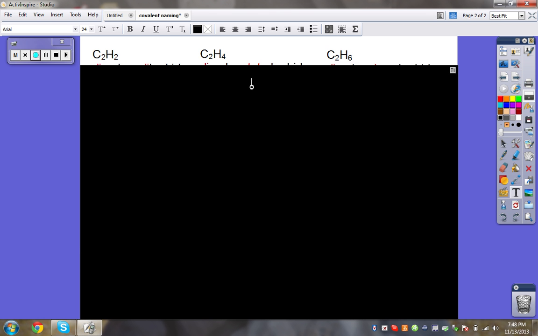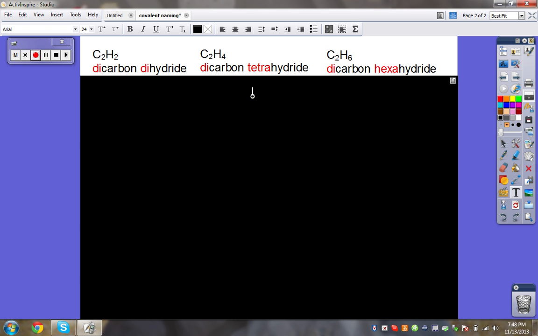So moving a little further, here's where we use the prefixes to distinguish which of these compounds we're talking about. For C2H2, we say dicarbon dihydride because there's 2 carbons and 2 hydrogens. For C2H4, we say dicarbon tetrahydride because there's 2 carbons, 4 hydrogens. And for C2H6, we say dicarbon hexahydride because there's 2 carbons, 6 hydrogens.